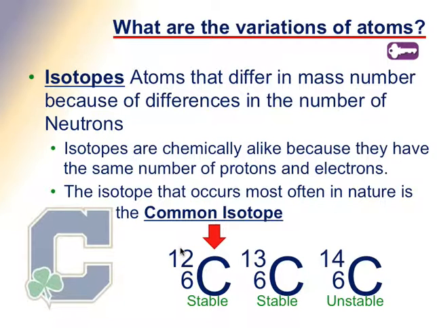So if I take that number and round it to the nearest whole number, that's usually going to be my common isotope. Now, we'll talk more about why that is later when we talk about atomic mass. But for right now, all you need to know is that there's a common isotope, and that's the one that's closest to that number on the periodic table.